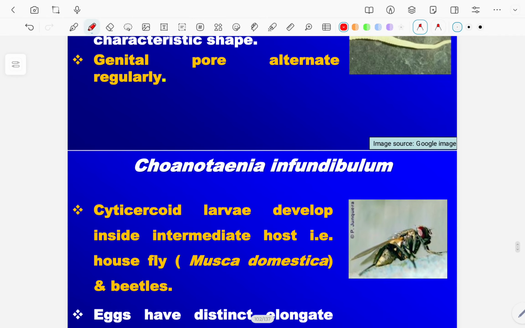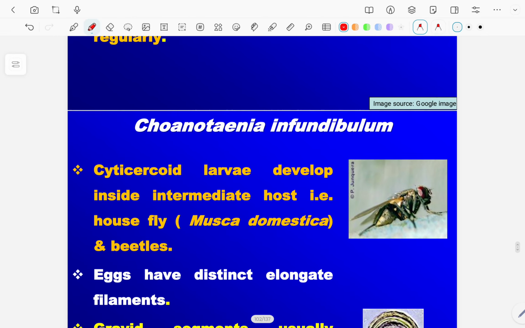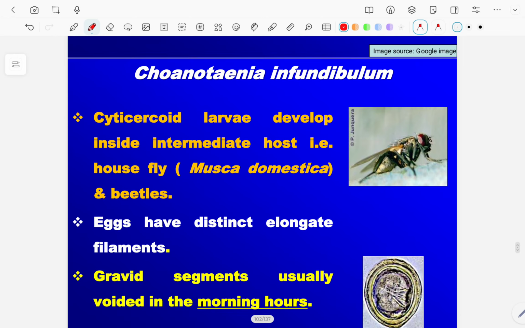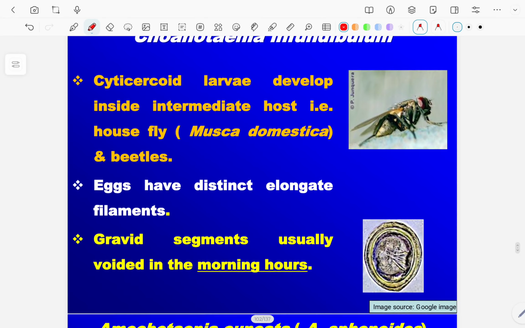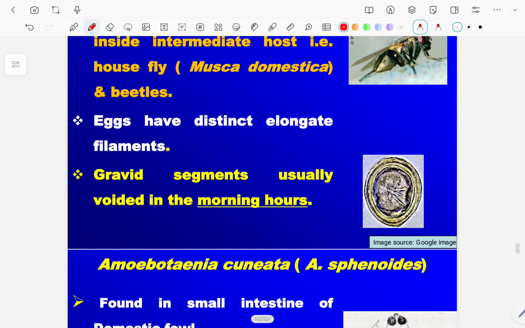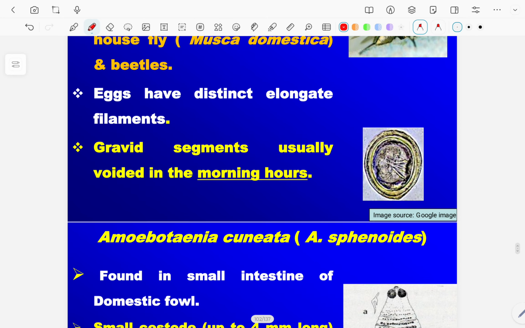Choanotaenia infundibulum. Cysticercoid larvae develop inside the intermediate host, for example housefly, Musca domestica, and beetles. Eggs have a distinct elongated filament. Gravid segments are usually voided in the morning hours.